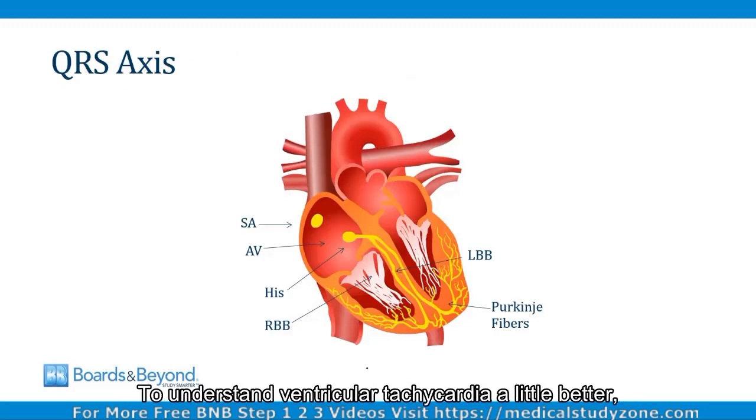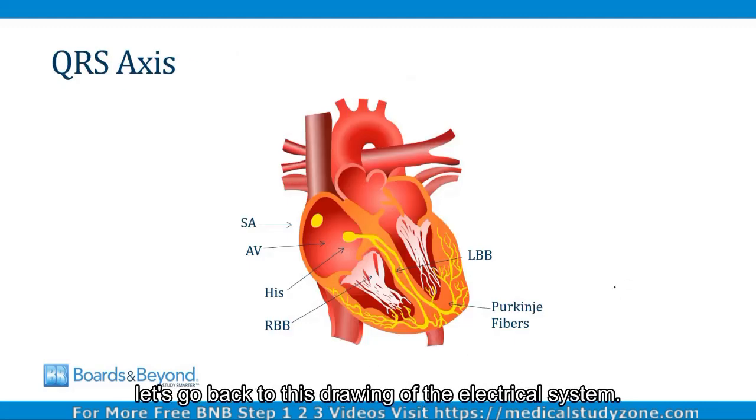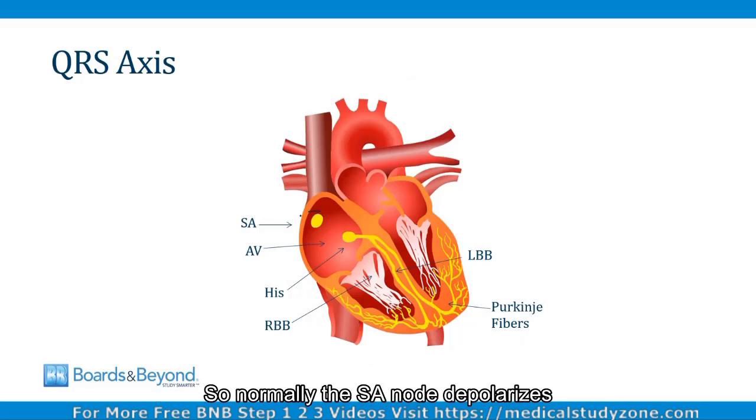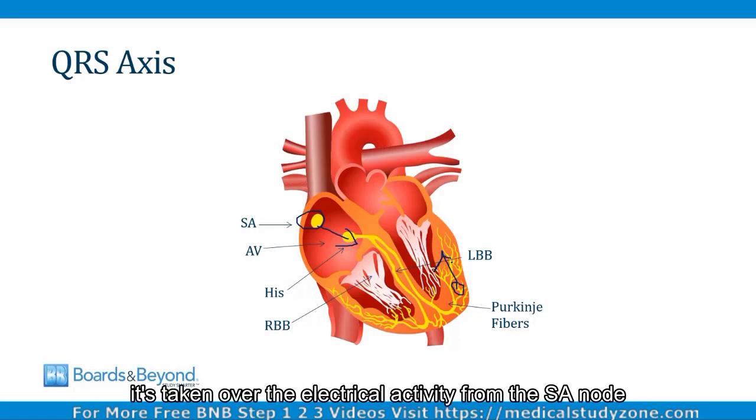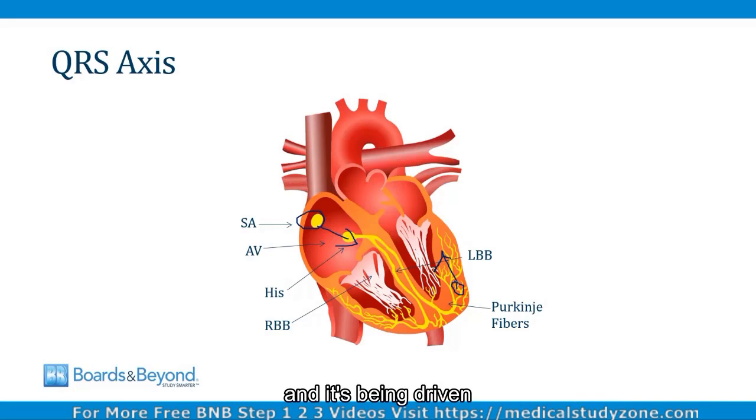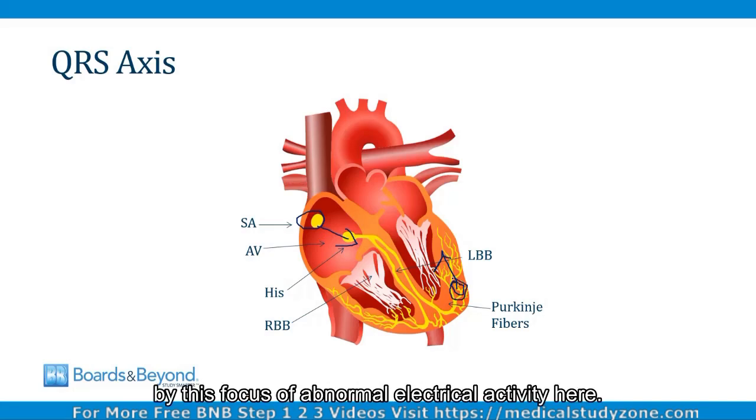To understand ventricular tachycardia a little better, let's go back to this drawing of the electrical system. So normally the SA node depolarizes and sends electrical activity down to the left and right ventricles. What happens in ventricular tachycardia is you have a little focus of electrical activity somewhere in the left ventricle that is depolarizing very rapidly and causing the ventricle to contract. In other words, it's taken over the electrical activity from the SA node, and it's being driven by this focus of abnormal electrical activity here.